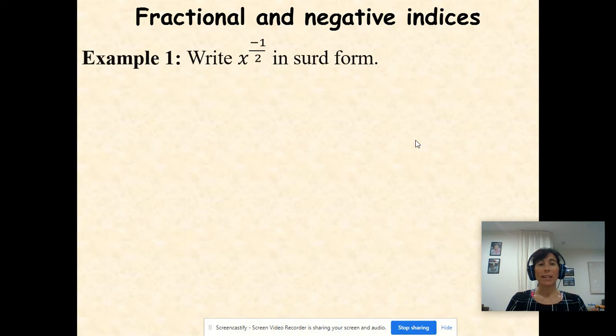Example 1. Write x to the power of negative a half in surd form. We've already proven that we can rewrite this as 1 over x to the power of a half. And then because we've got x to the power of a half, that's the same as the square root of x. So we can write that as 1 over square root of x.